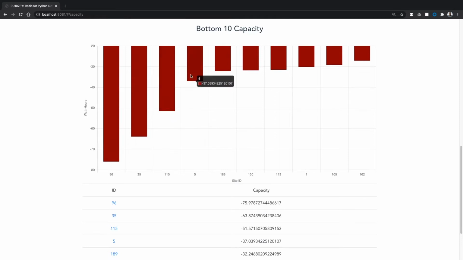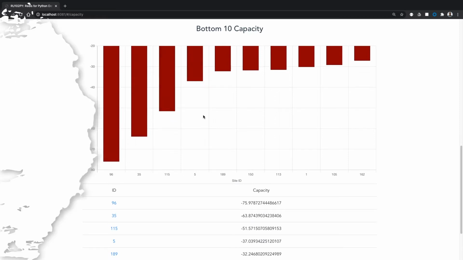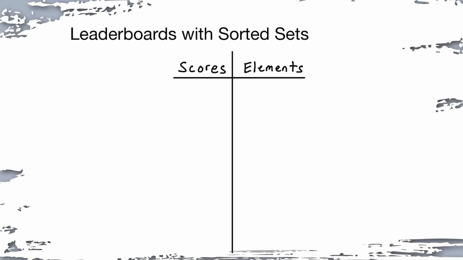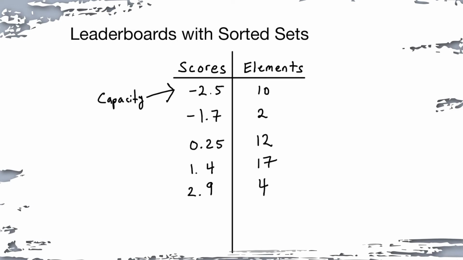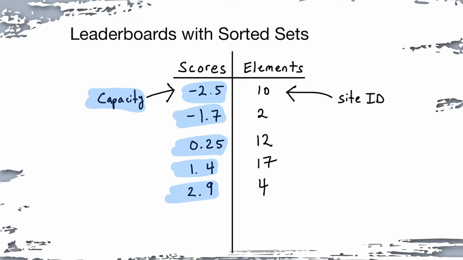We'll be using sorted sets to implement our leaderboard. Let's call this sorted set the capacity ranking sorted set. Here's how this sorted set will look. The scores will contain the current capacity of the site, while the site members will contain the site IDs. Each time we receive a meter reading, that is, every minute, we'll update the sorted set.